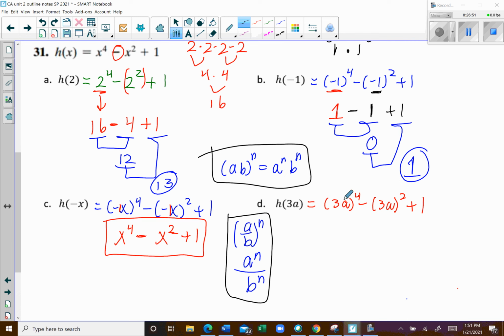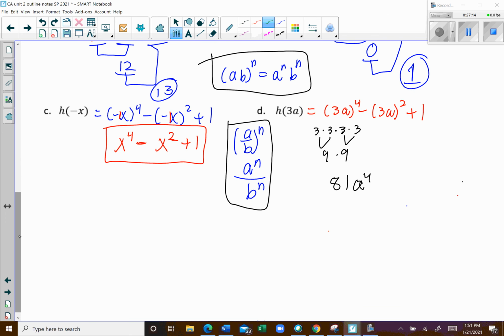So 3 raised to the power of 4 is going to be 3 times 3 times 3 times 3. 3 times 3 is 9, and I can get another 9 right there. And then 9 times 9 is going to be 81. And then I'm going to have a to the power of 4. Okay, so that's the first part. Then we'll go ahead and do this part. Now the minus comes down, right? And so I have to square both of these. So 3 squared is 9, and a squared is, well, a squared. And then we have the +1 right there. And that is my answer. That's it.